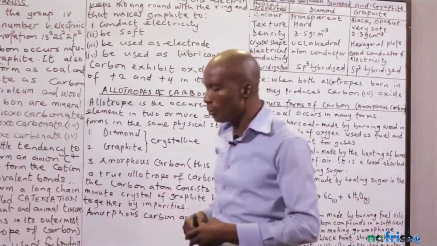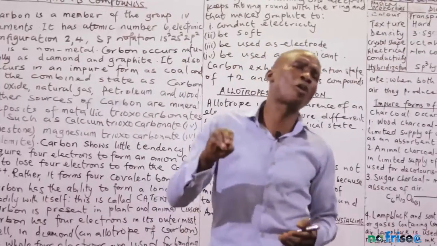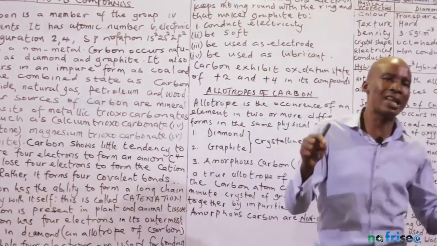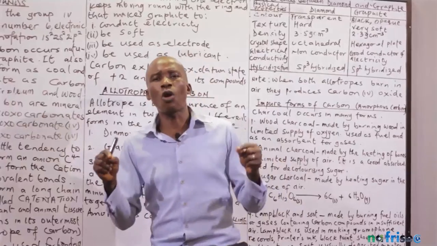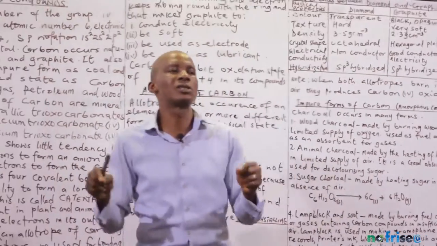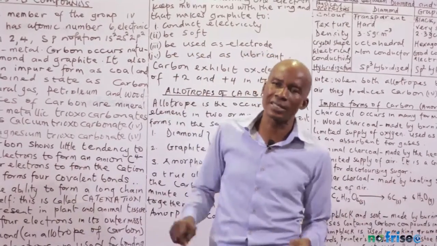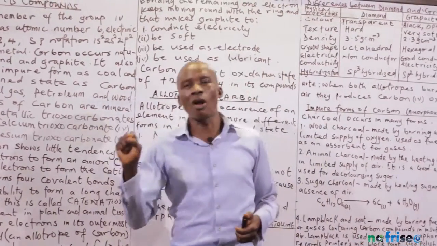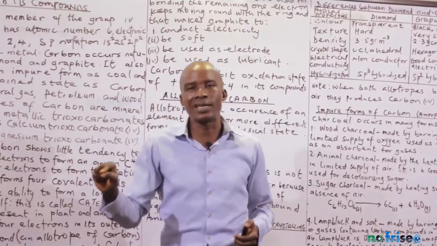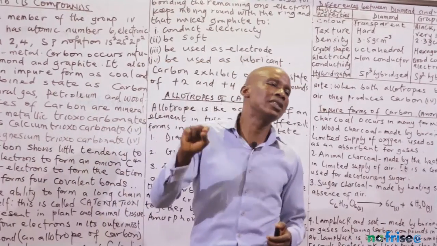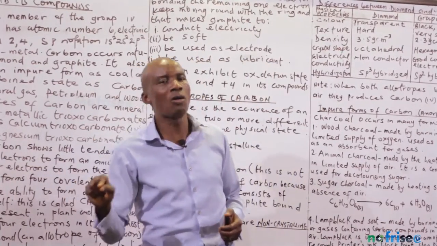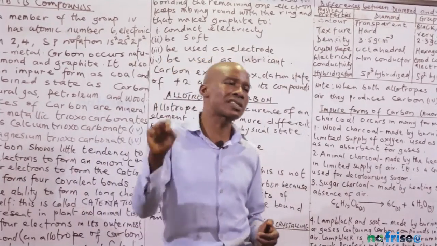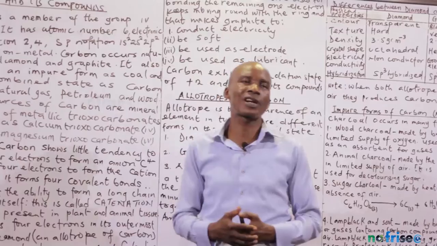Allotropes of carbon. Allotropy is the existence of an element in two or more different forms in the same physical state. Let me take that again. Allotropy is the occurrence or existence of an element in two or more different forms in the same physical state. Let's now look at the allotropes of carbon.